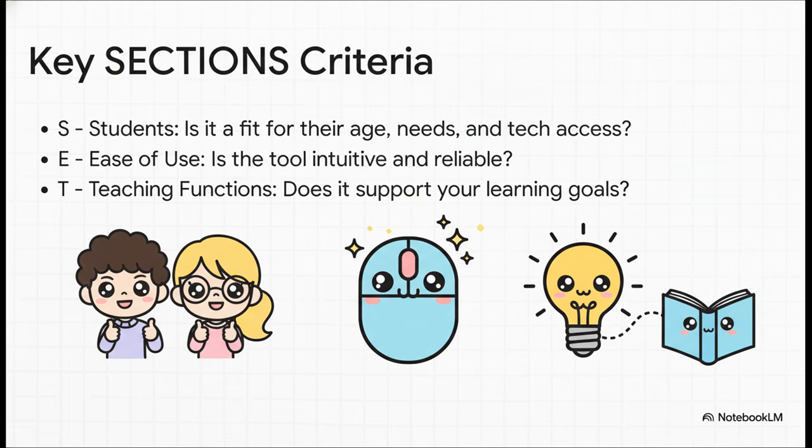Okay, the whole framework is great, but let's just zoom in on three really crucial parts. First up, S is for students. Simple question, is this right for your students? Their age, what they already know, the tech they have access to. Next, E for ease of use.